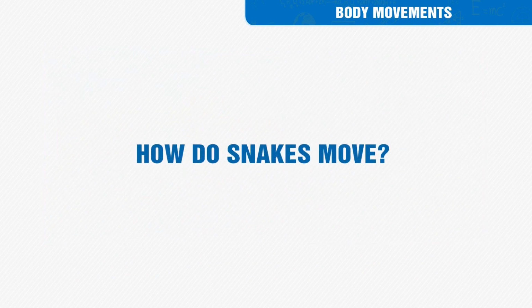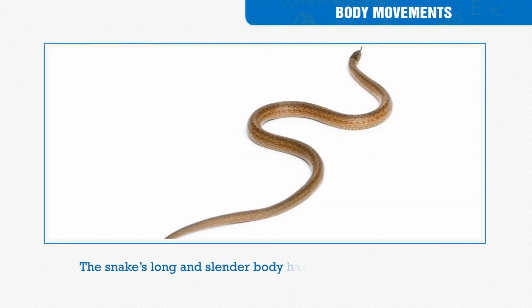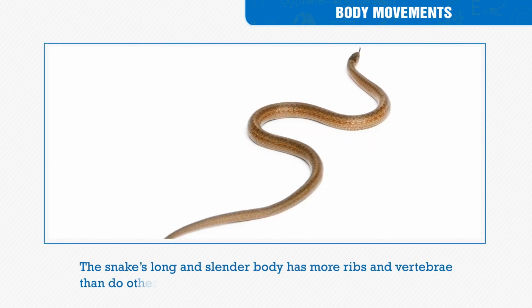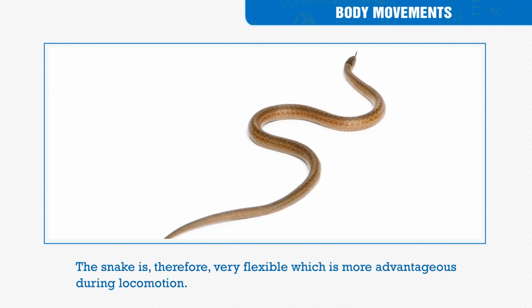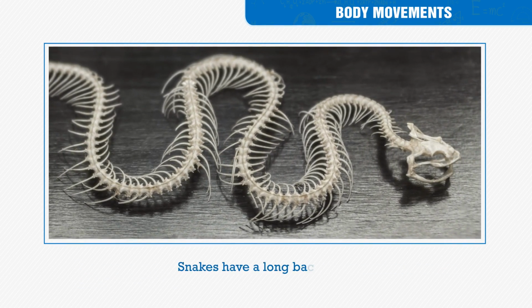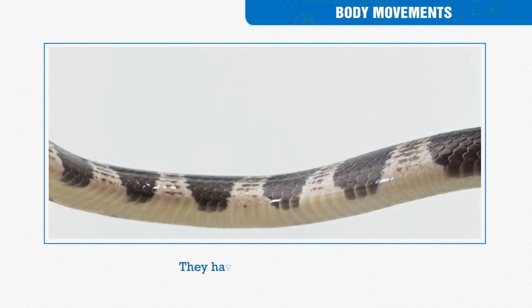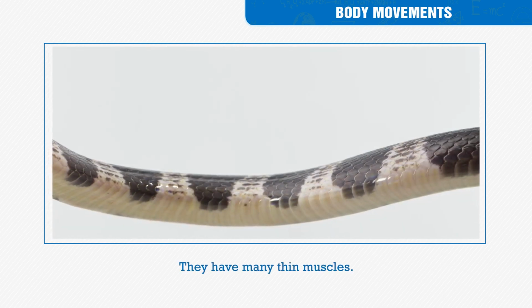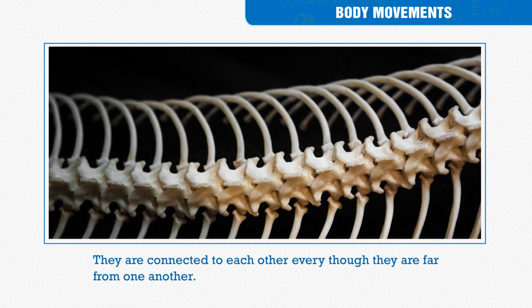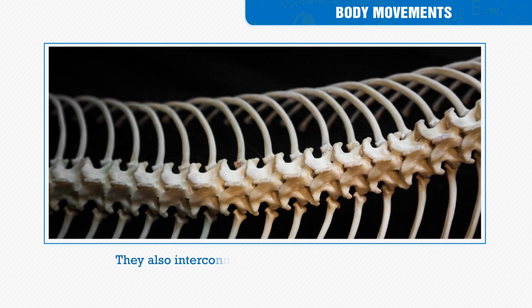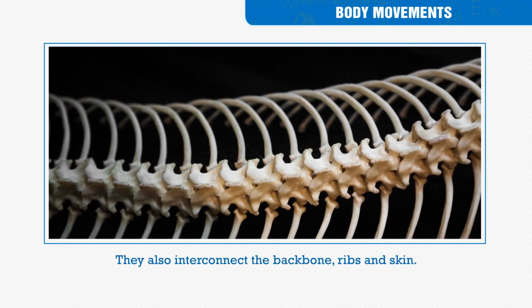How do snakes move? The snake's long and slender body has more ribs and vertebrae than other backboned animals. The snake is therefore very flexible, which is more advantageous during locomotion. Snakes have a long backbone. They have many thin muscles. They are connected to each other even though they are far from one another. They also interconnect the backbone, ribs, and skin.